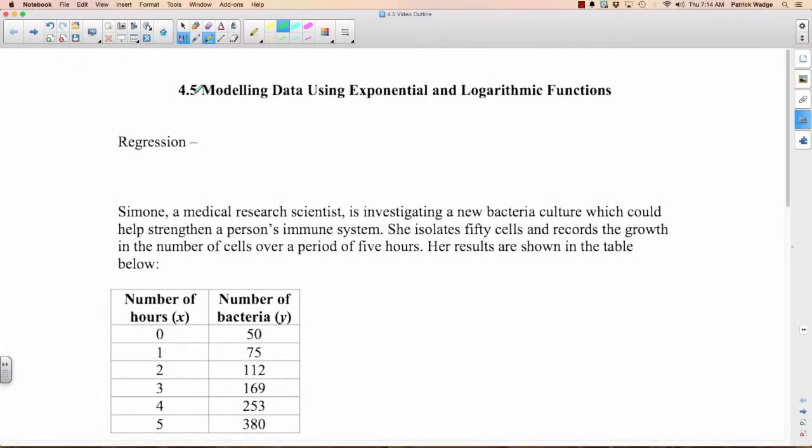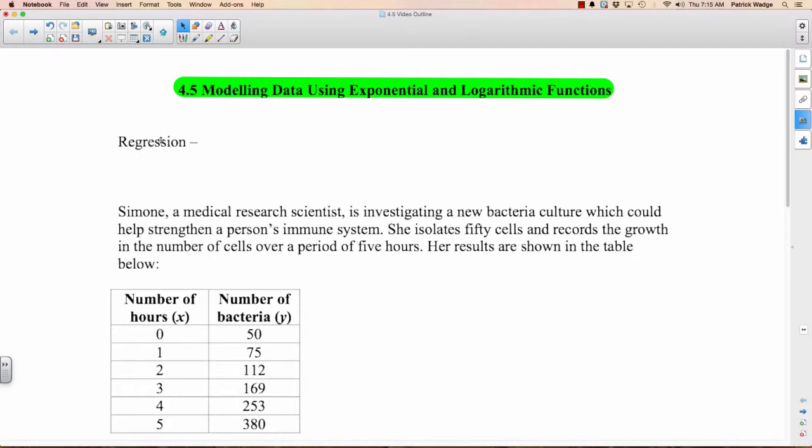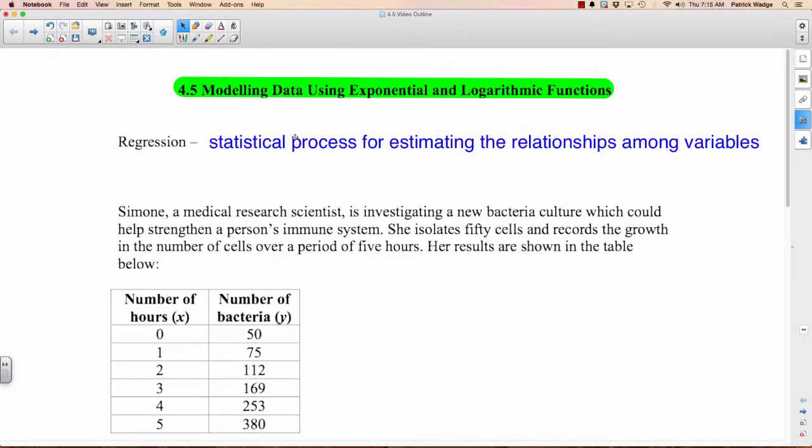Another long title in 4.5, it's modeling data using exponential and logarithmic functions. And basically what we're going to be doing here is working with regression. And regression is a pretty cool process. It's a statistical process for estimating the relationships among variables.